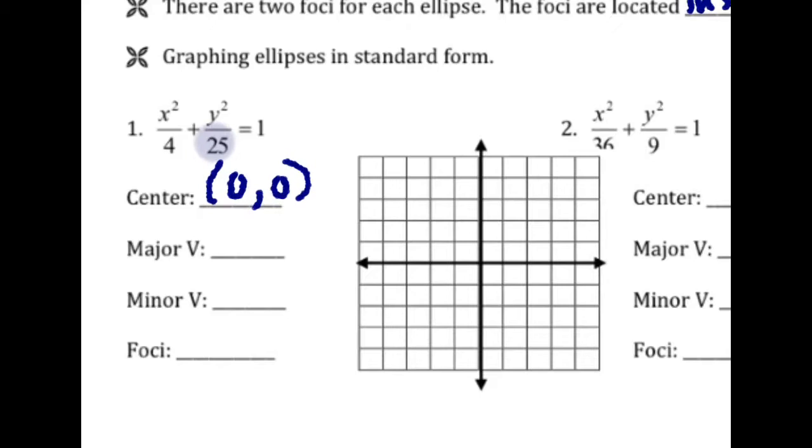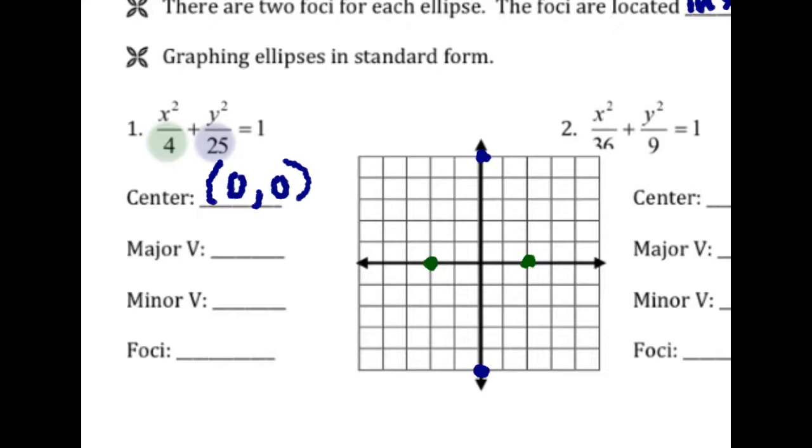So we start at 0, 0. We would go up 5 to give us a point there. We'd go down 5 to give us a point down there. So that's going to help outline our major axis. Going with the minor axis now, similarly we'll just look underneath the x. Underneath the x we have a 4, so that tells us, again, square root of that is 2. We're going to go right 2 and left 2. So there are the 4 points that are outlining our ellipse.